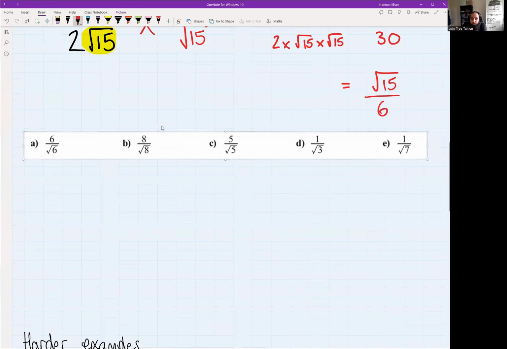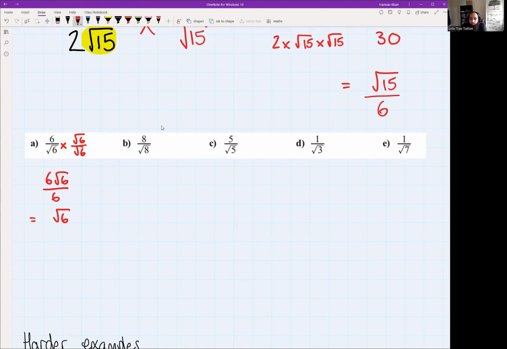So I'm going to times the top and bottom by root 6. What's going to happen? Well, the bottom is just going to turn into 6, and the top is going to be 6 root 6. So this one is 6 root 6 over 6. And guess what? Those 6s, they cancel out. So the answer to this is actually root 6 over 1, but I'm just going to leave it as root 6.